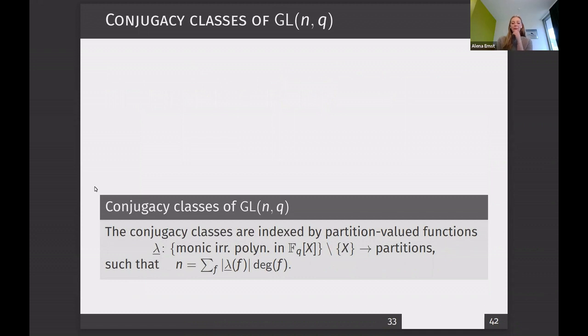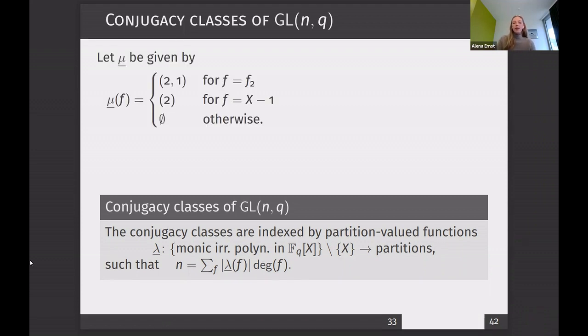So for this, they are indexed by partition valued functions such that a condition corresponding to the degree of the irreducible polynomials and the partition size holds. As an example, let us take a look at the following partition valued function. So here we have our mu only supported on an irreducible polynomial f2 of degree 2 and on the irreducible polynomial x-1, where the partition corresponding to f2 is (2, 1), and the one corresponding to x-1 is (2).